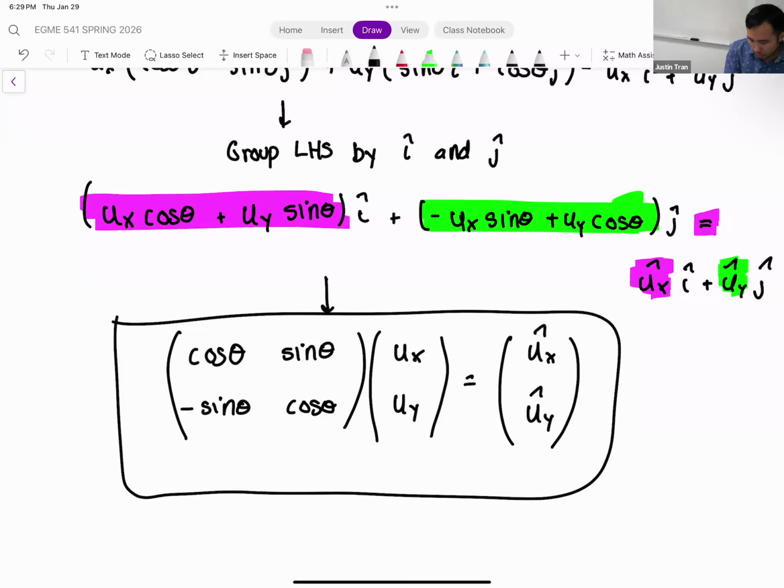All right. So what we've derived here is a way for us to transform coordinates in one coordinate system to the other. We call this matrix here the transformation matrix to go from the stationary coordinate system to the local coordinate system.